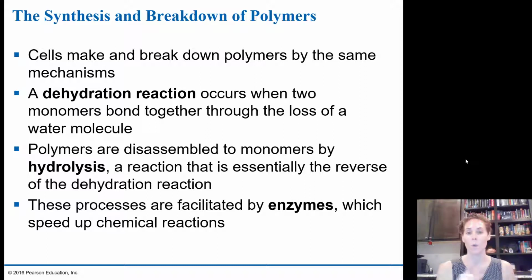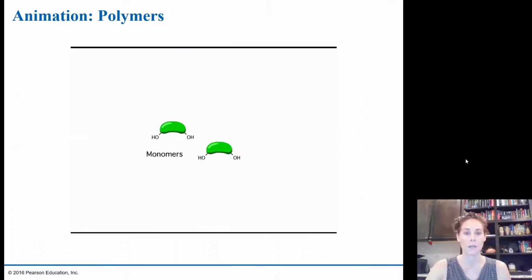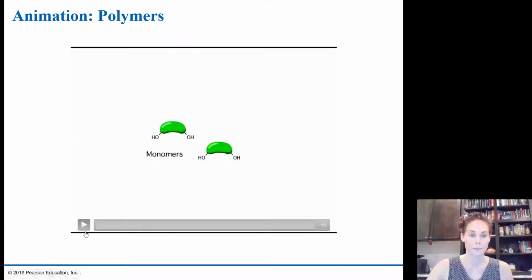So I would definitely know what a monomer is, what a polymer is, what a dehydration reaction is and what it results in, and what a hydrolysis reaction is and what it results in. And then, of course, like with everything, these processes are usually facilitated by enzymes, which speed up chemical reactions.